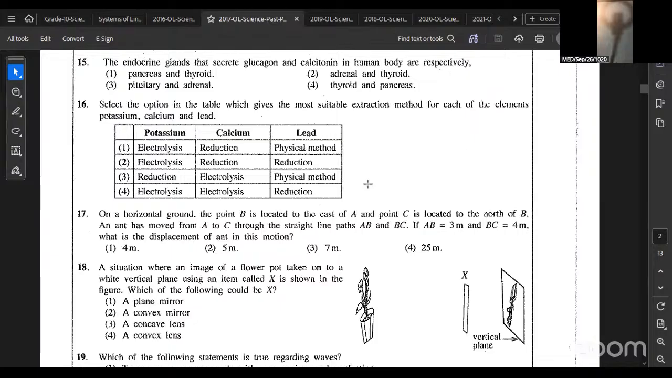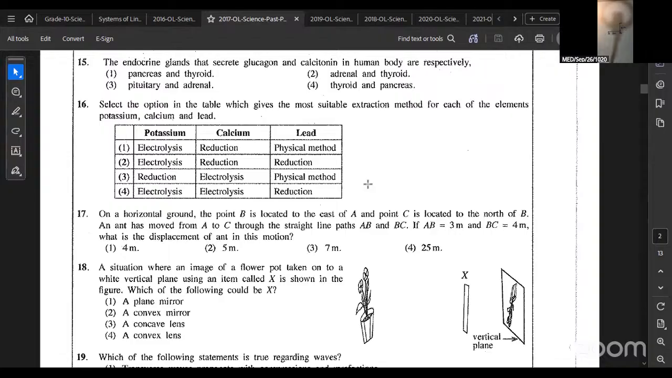Now what they're saying is point B is located to the east of A. So you know what is east, no? Always draw, like I said. B to the east of A. A is here, B is to the east. And point C is located to the north of B. And then they're saying AB is 3 meters. We have all done harder sums in maths, no? So this is nothing. And BC is 4 meters.